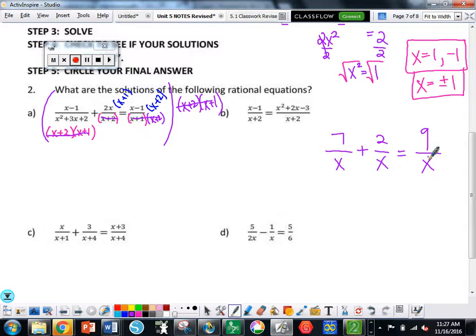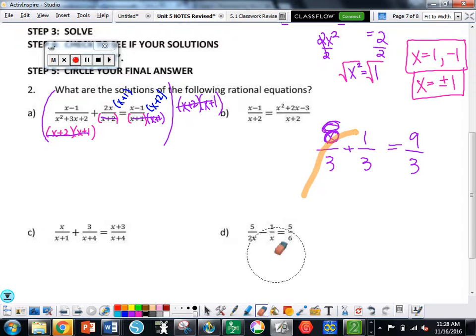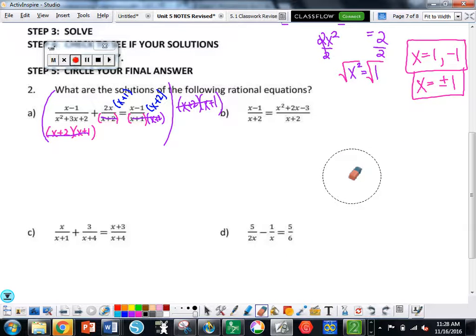Now let me give you one more. x over 3 plus 1 over 3 equals 9 over 3. What would x have to be? And do we even look at the denominator? Because they're the same, the numerators have to add up. We're not trying to simplify, we're trying to solve for x. Yes.